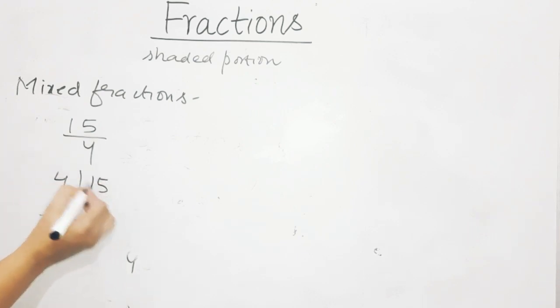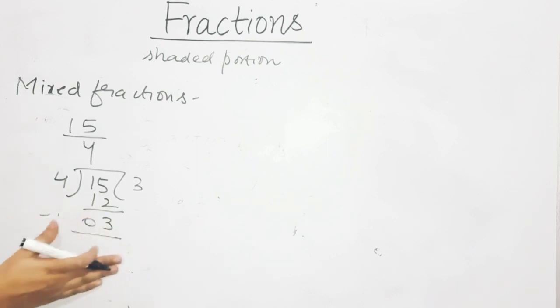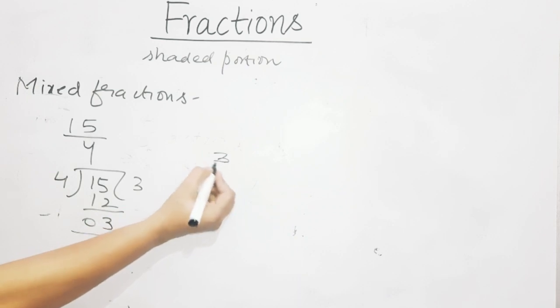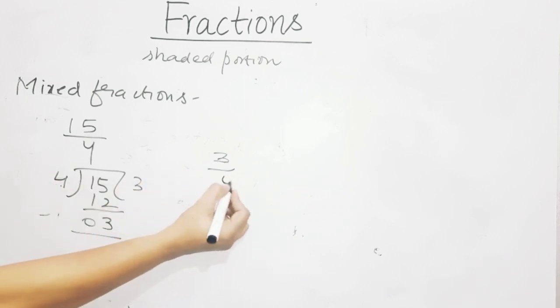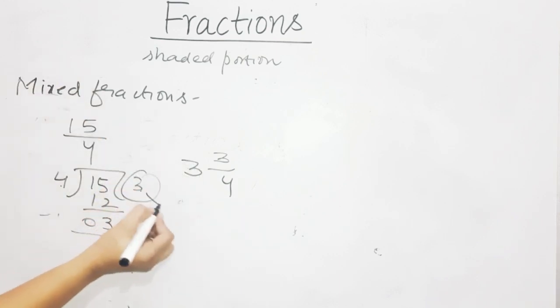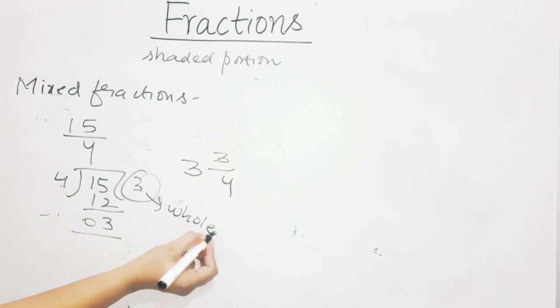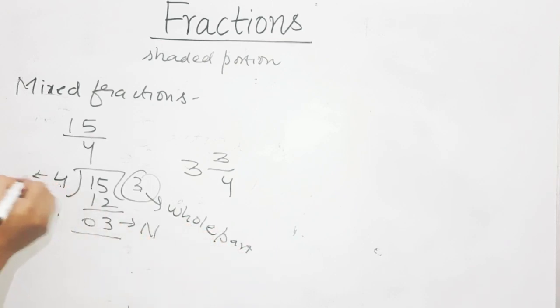Divide 15 by 4. 4 3s are 12, right? What remainder is left? 3 is left. The remainder will be the numerator for the fraction part, the divisor will be the denominator, and the quotient will be the whole part. This is the whole part for the mixed fraction. This remainder will be the numerator and the divisor will be the denominator. I hope everybody is now clear about the mixed fraction.